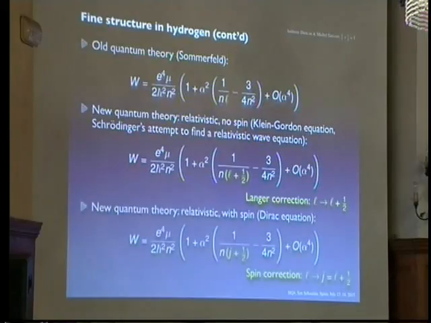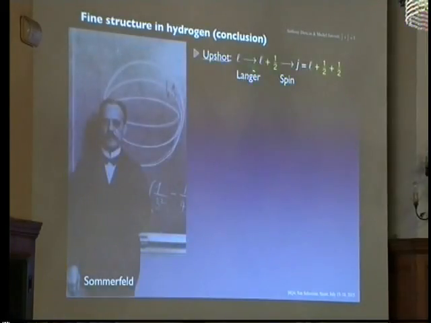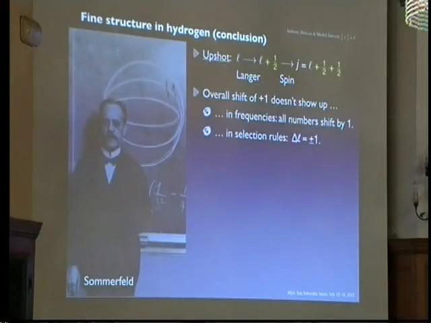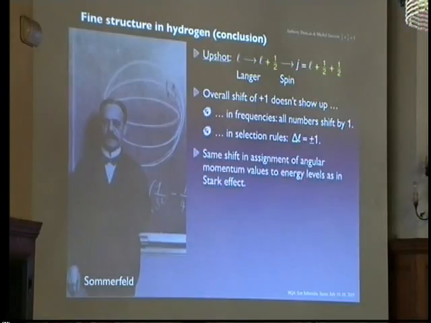But if you now do spin, that is to say, you don't look at the Klein-Gordon equation but at the Dirac equation, there you get another correction. Again, the magic line here is 1/2 plus 1/2 equals 1, right? For the spin correction, you go from L to J, which is just L plus 1/2. So the upshot is that because of Langer, we went from L to L plus 1/2, and because of spin, we went to J, which is L plus 1/2 plus 1/2, and there everything is hunky-dory again. It doesn't show up in the frequencies, it doesn't show up in the selection rules, but you have the same shift in the assignment of the angular momentum to the energy levels.